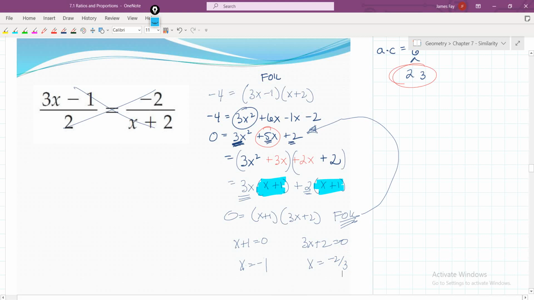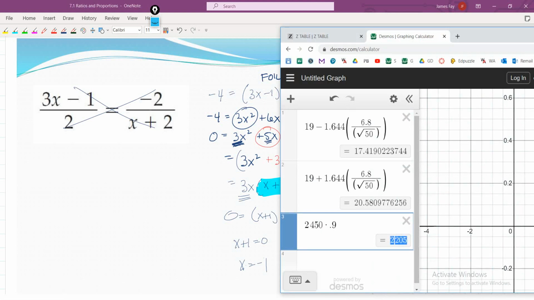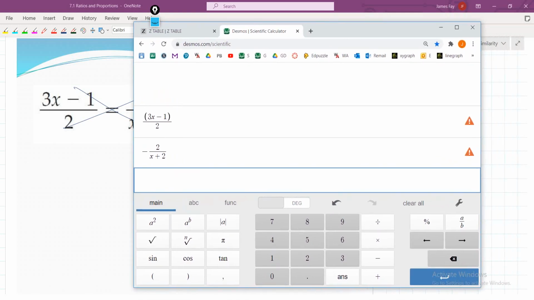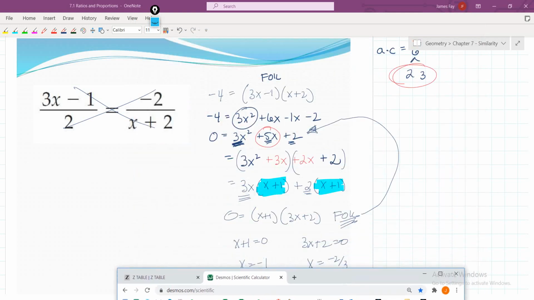Let's go ahead and see if those values work. Just to make it a little bit easier, we'll check it in Desmos. If I type in 3x minus 1 over 2, and the right hand side negative 2 divided by x plus 2. Now it doesn't evaluate this because I don't know right now what x is, but we just found x to be negative 1. If I plug negative 1 in, you see that they evaluate to the same thing. Left hand side evaluates to negative 2, right hand side evaluates to negative 2. So negative 1 must have worked.